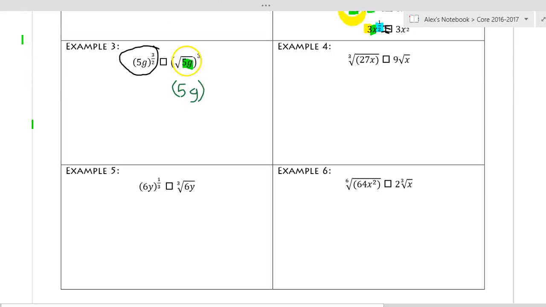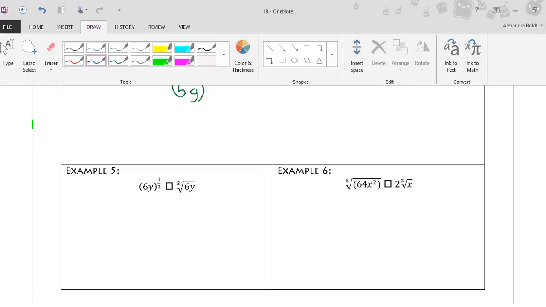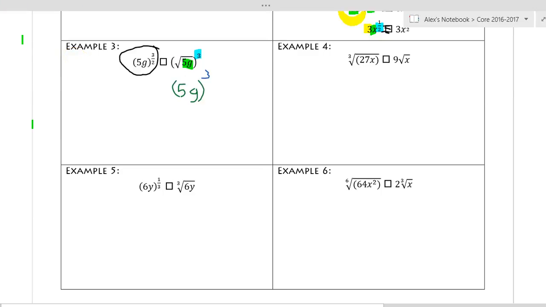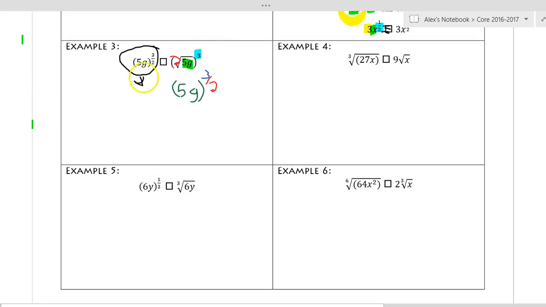Then, my exponent is 3. So that becomes my numerator. Then I don't have a root here. So if it's not there, it's just 2. So that becomes my denominator. And I'm just going to bring this side down.